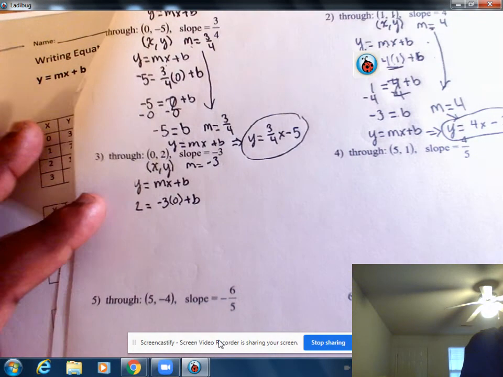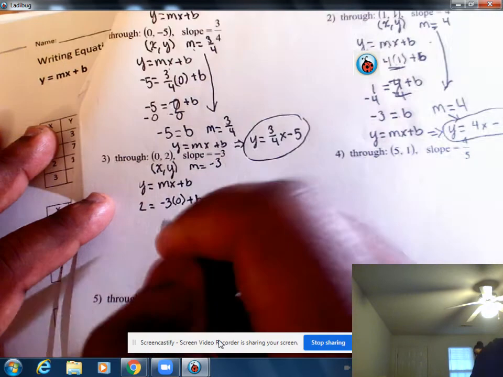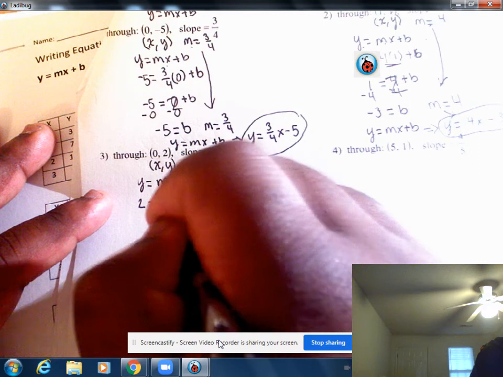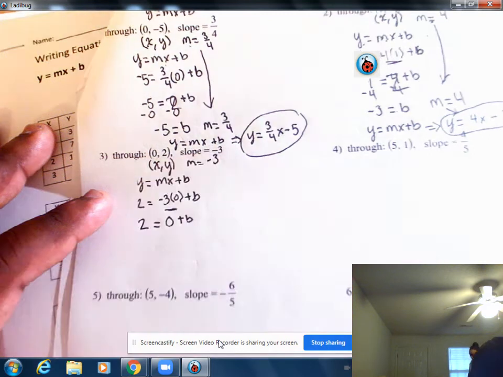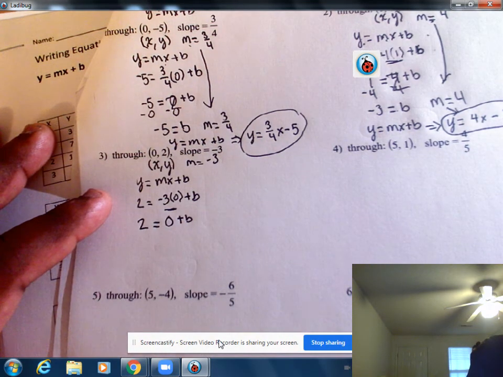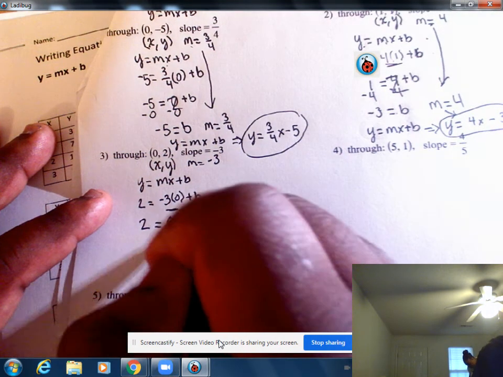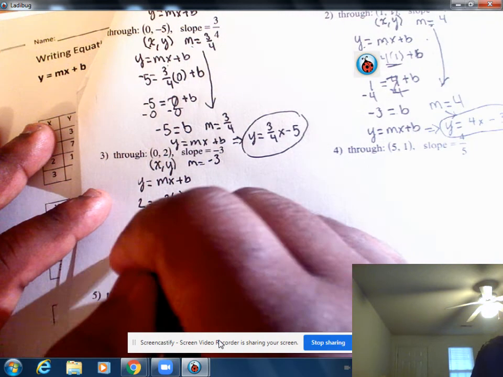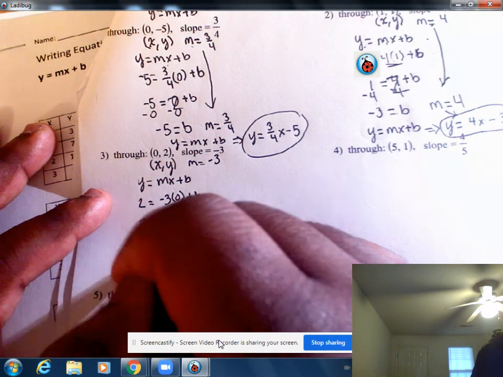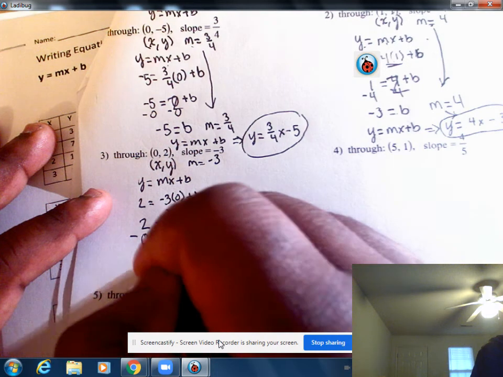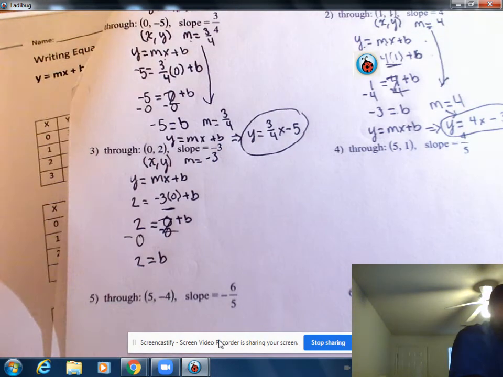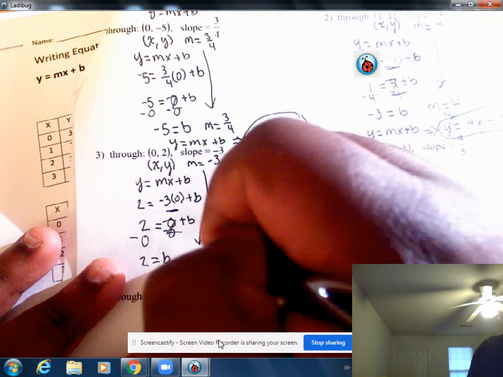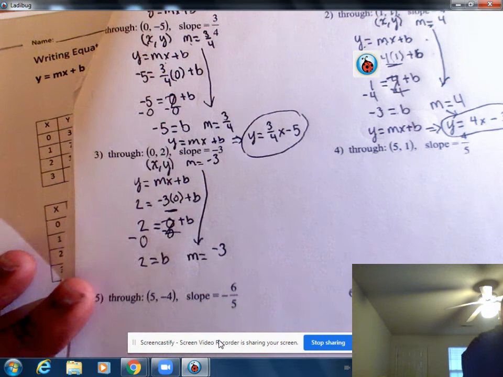All right, once we get to that step, solving for b, first step we got to do is multiply these two. -3 times 0 is going to give me 0. Bring down everything else. All right. Once we do that, solving for b, we're adding, so we got to get rid of it by subtracting. 0 minus 0 is 0. But whatever we do on one side, we got to do to the other. So 2 minus 0, that's just going to be 2. So our b equals 2. Once we got that, bring down my slope. M equals -3. So simple as that.